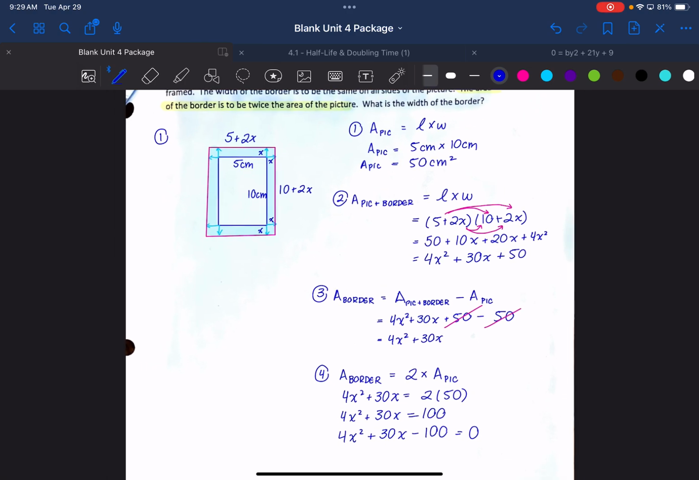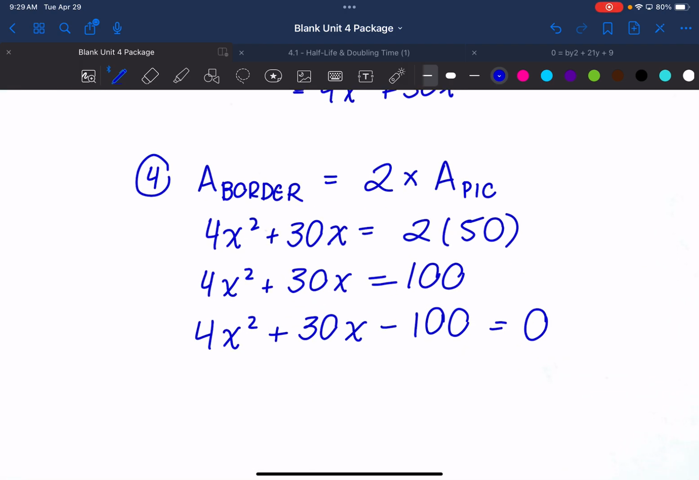So it is more steps, considering you have to find the area of the picture, and the area of the entire picture with border, and then you have to subtract them because you just want the shaded area around it. That's what we're solving for, just the blue. And then that's where we say, okay, now I'm going to set it to 2 times the area of my picture.